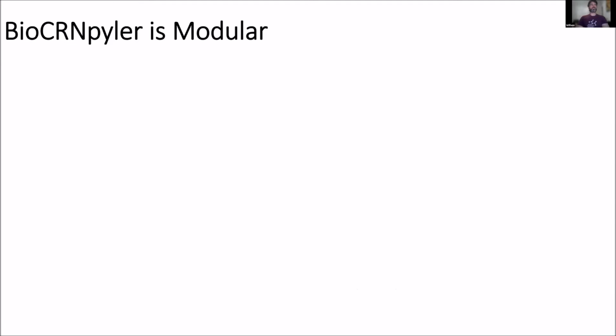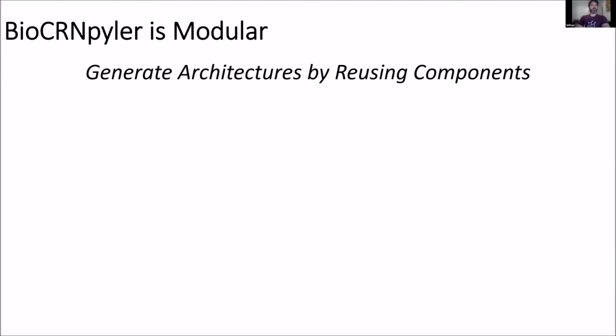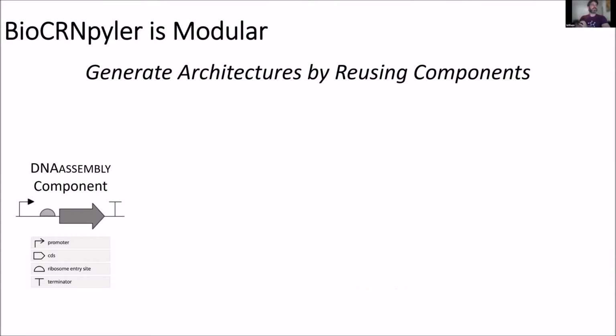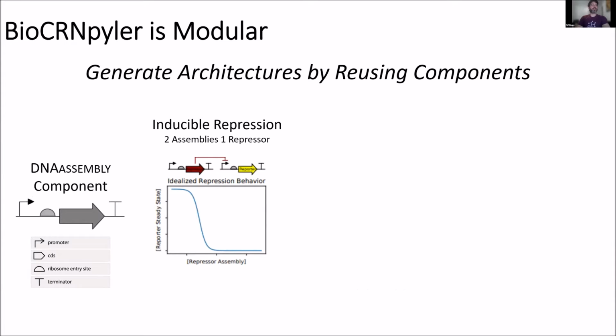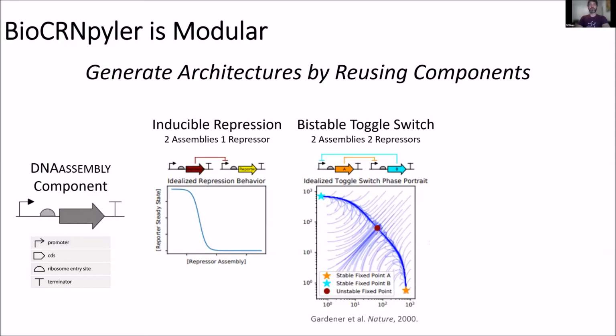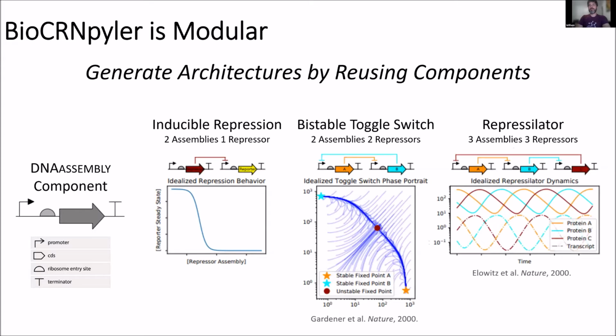So, why would you want to use Biocompiler? It's modular, so you can use it to generate architectures by reusing components. For example, I might start with the DNA assembly I already talked about, a transcriptional unit, and wire it together. I can have one DNA assembly wired to another as a repressor and get inducible repression behavior. I could wire two of them together to get a bistable toggle switch, or wire three of them together and get something like a repressilator. So I can take the same piece and explore different topologies very easily in different circuits.